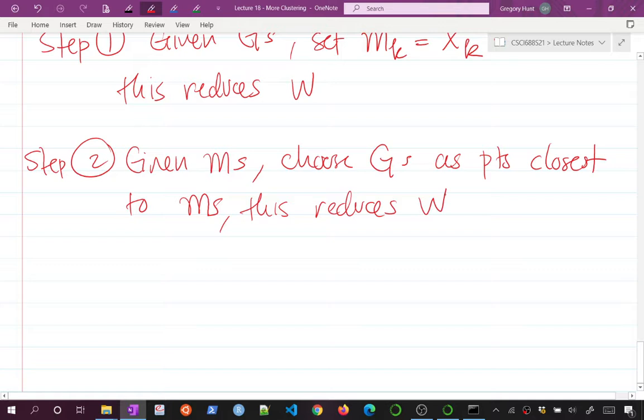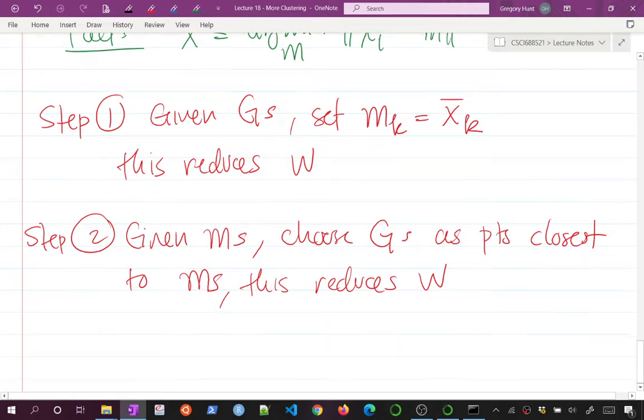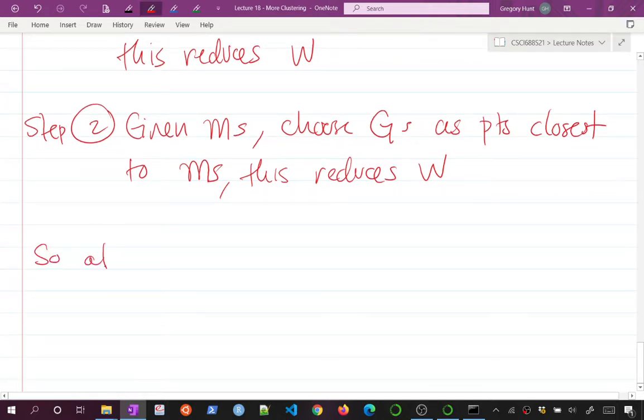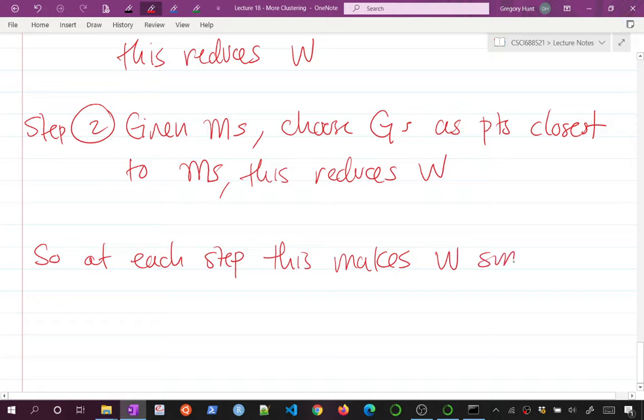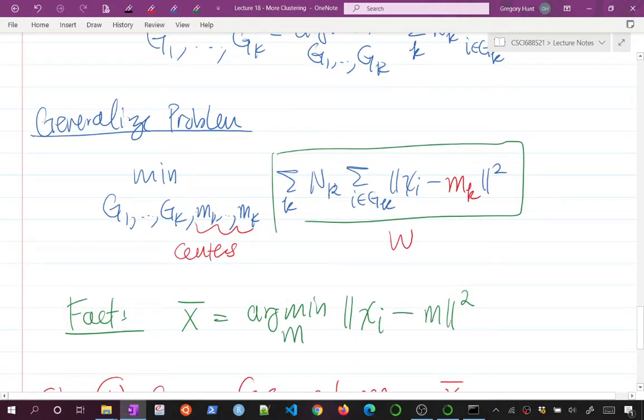W, which is the whole name of the game. We're just trying to minimize W, and so if I can reduce it at each step of my algorithm, I'm getting towards the minimum, and that's the whole game. So the punchline is that at each step this makes W smaller, and so if I do this enough, we'll eventually converge to some kind of answer. And so the idea is that Lloyd's algorithm is just iterating back and forth between one way of viewing.